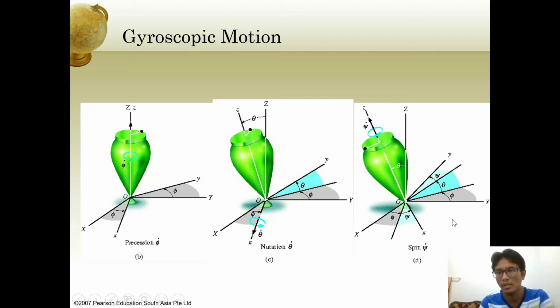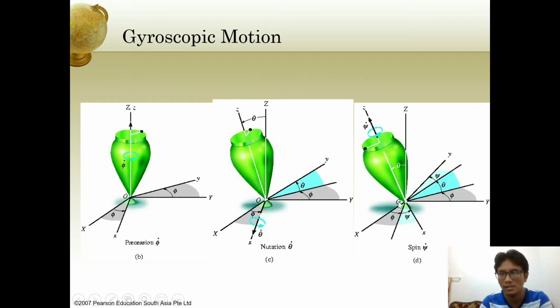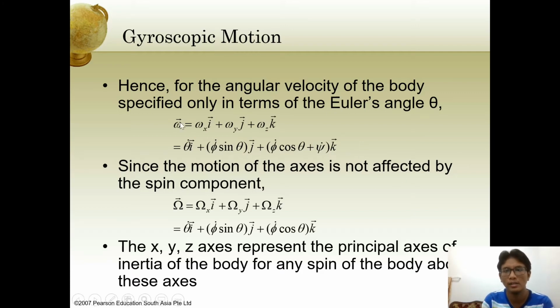In the next slide actually, if the top is oriented so that at an instant the spin angle equals 0, we consider that the spin angle is equal to 0. So we can actually ignore the spin angle, so we can ignore the C. What I mean with C is the symbol C, or psi. I'm not sure, but the other one is psi as well. So maybe this is C. Okay, so we can ignore the C. But in this case, before we eliminate the C, we include it first.